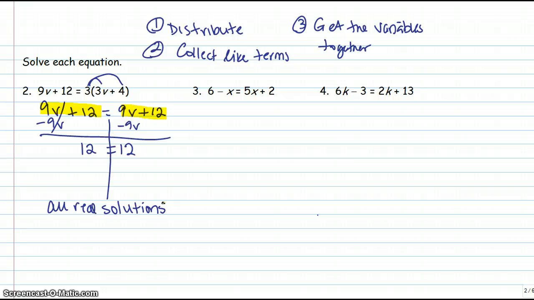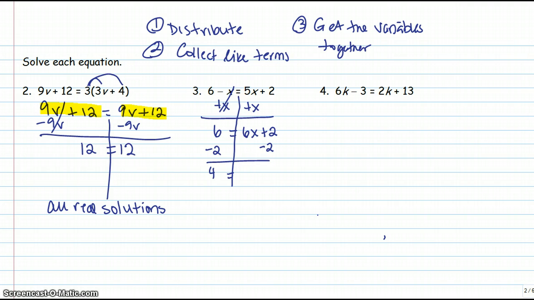Alright, on number 3. There is no distributing to be done. I cannot collect like terms, so now I'm going to get my x's together. So I might add x to both sides of my equation, and then I have 6 equals 6x plus 2. I then subtract 2 on both sides. I've got 4 equals 6x. And finally, divide by 6 on both sides. So x is going to be 2/3, and for all of you decimal lovers, that is 0.6 repeating.